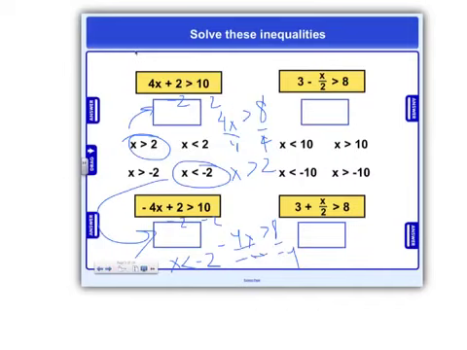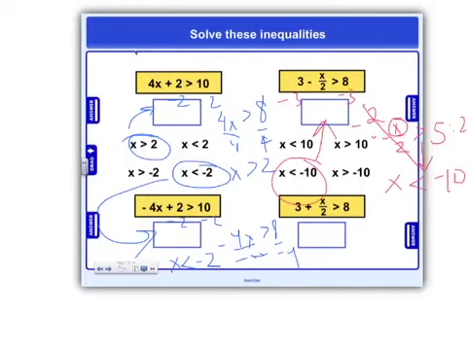Okay, for the second one, we'll subtract 3. I'm sorry, for the third one. And we're going to get negative x over 2 is greater than 5. So I'm going to multiply both sides by negative 2 so that I can isolate x. So I'll get x is less than, because I have to switch the sign since I multiplied by a negative, less than negative 10.